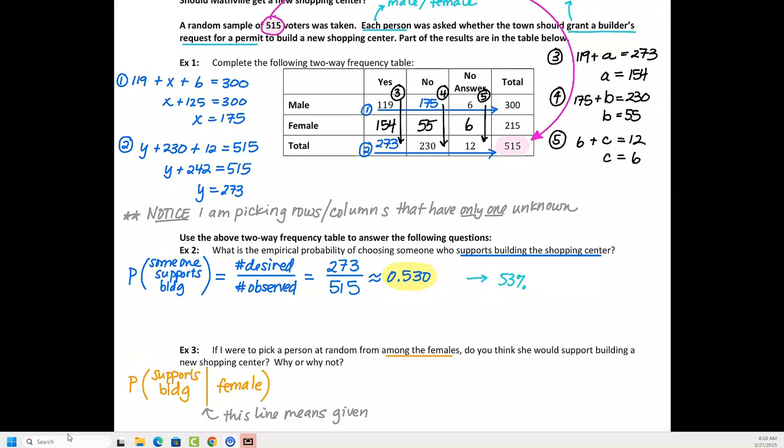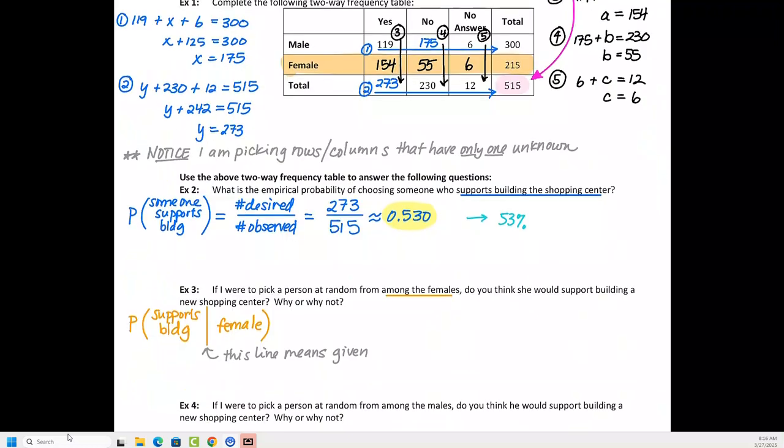And so notice I'm not looking at the whole chart anymore. This one is saying focus only on the females, and so I'm only going to be looking at this line. So I'm going to highlight this line here that describes females. I'm going to highlight it in orange, and that's all we're going to look at because we said if we pick a person at random from the females. Does that make sense? Okay. So from the females, right?